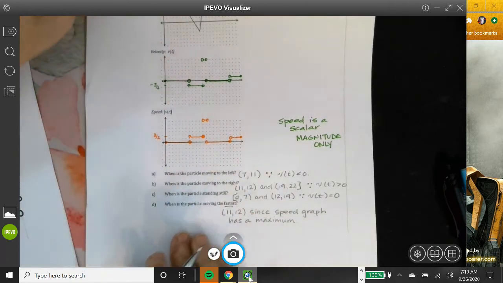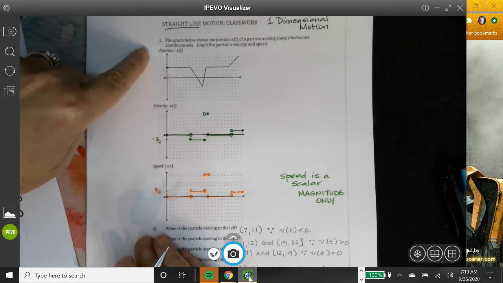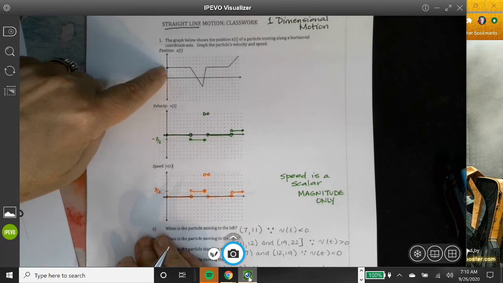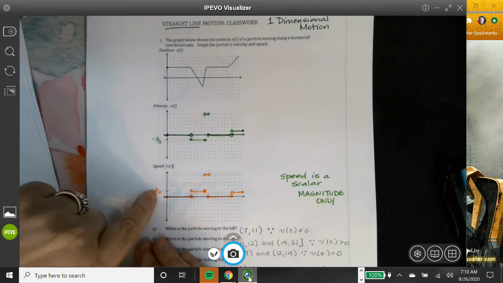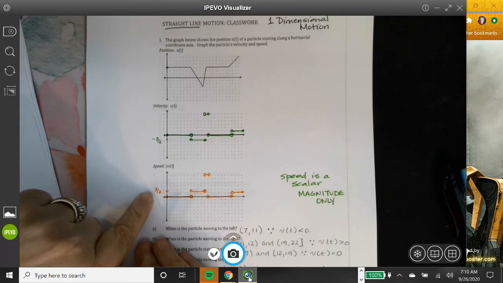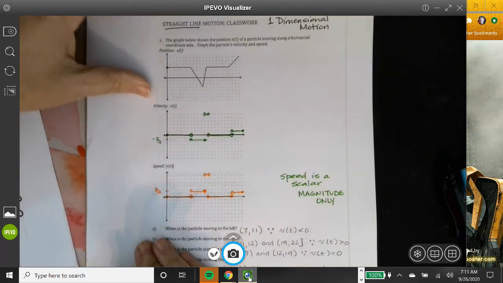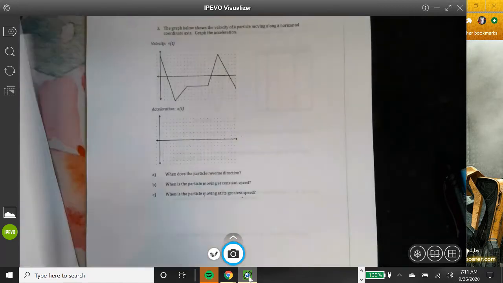So in order to graph the velocity function given the position, what do you do? You take the slopes of the position function and graph them. And then if I want the speed graph from the velocity graph, all you do is take the negative velocity values and force them positive. And then you can answer some questions here, okay? All right.